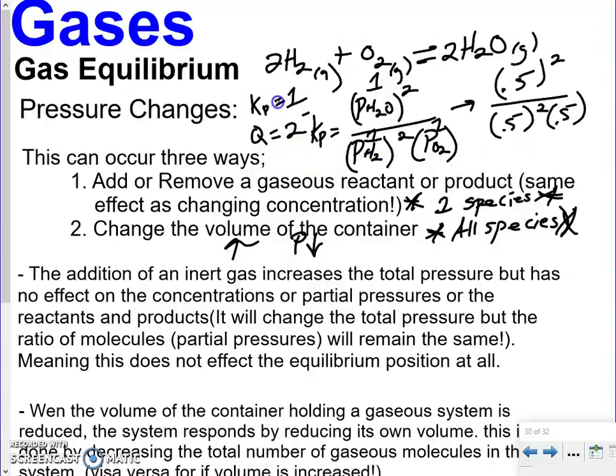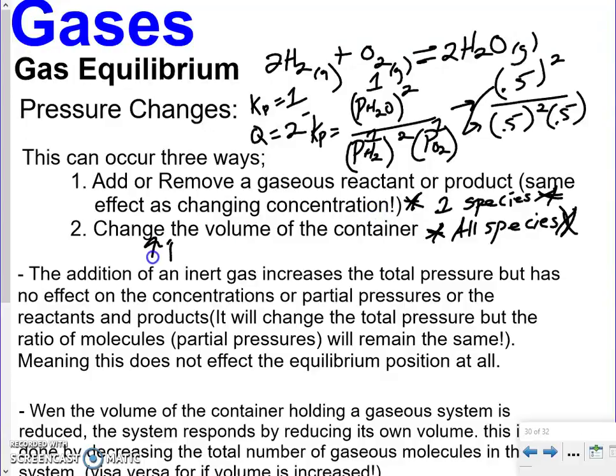Well, now Q is greater than K, or K is less than Q. Well, why is that the case? Because now our numerator is too big, which means our products are too big. It's now going to shift towards our reactants. Okay, but that's only true for this reaction, and it's true because of the relationship with pressure and the fact that all species are changing. So how do we figure this out? Here's the idea behind it.